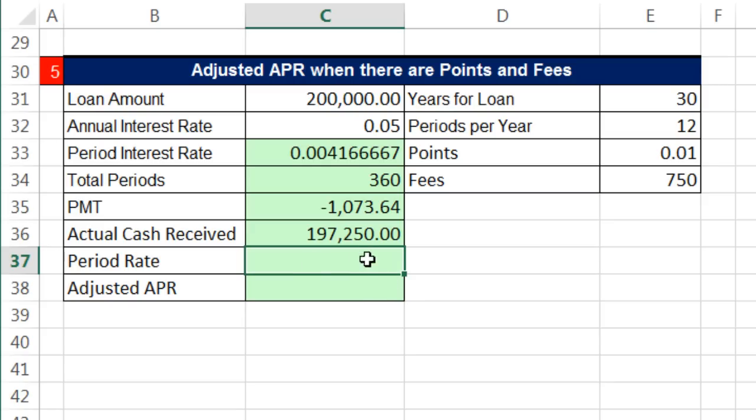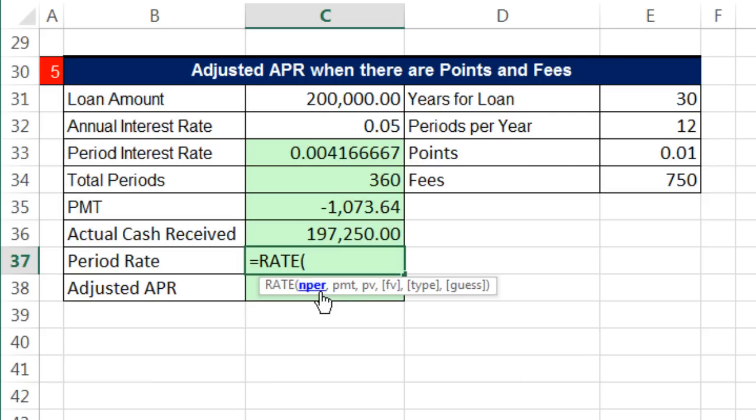All right, the period rate. Oh, we have to count. I thought we knew the period rate. But no, we need to figure out the actual period rate because we thought we got 200,000, but the cash flow is actually 197,250. That's how much we got. So check this out. Now we're going to use the rate function. Rate always calculates the period rate. That means the monthly rate for us.